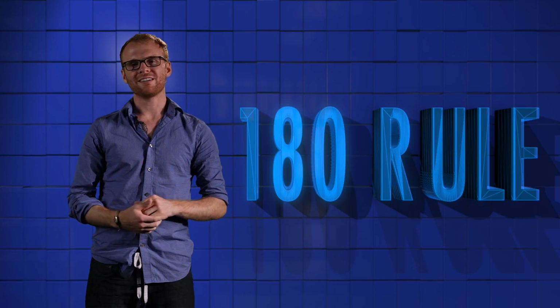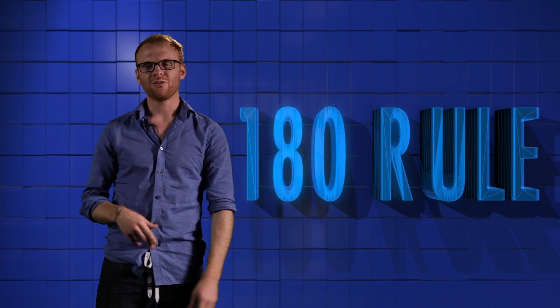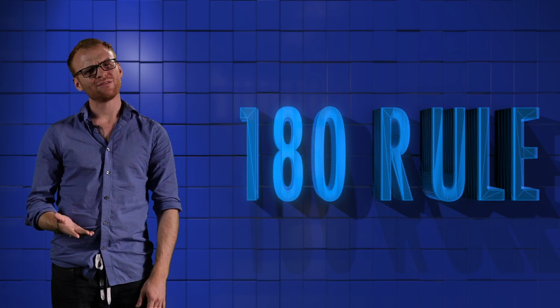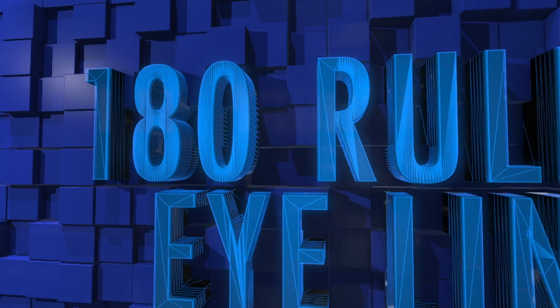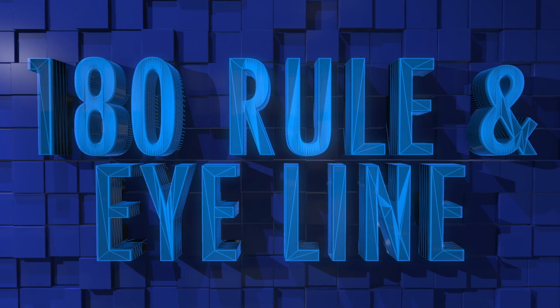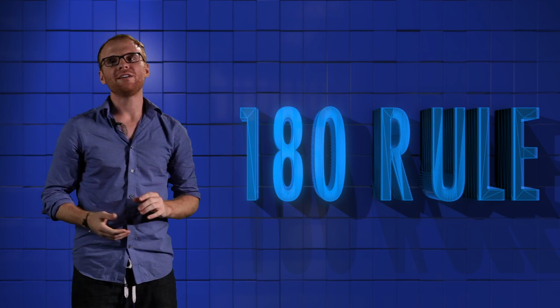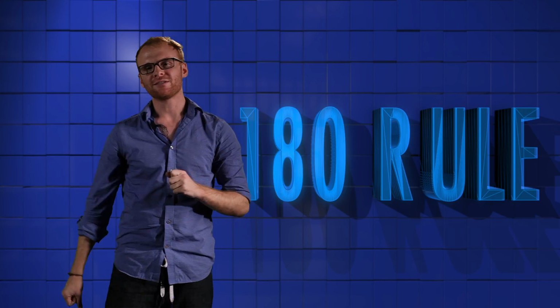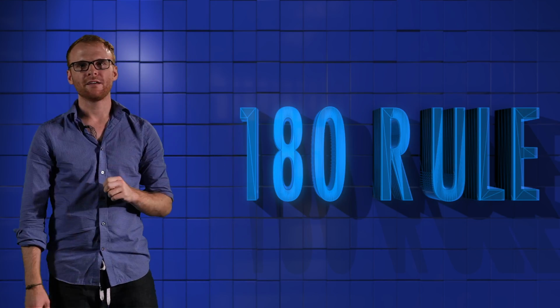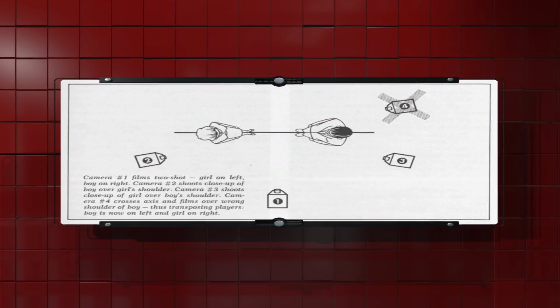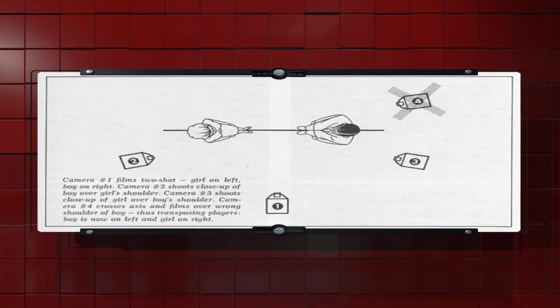My name is Will Mosley, and today I'm going to be teaching you about the 180-degree rule and the eyeline rule. The 180-degree rule is something that can be very confusing to many beginning filmmakers. It's often unintentionally broken and can leave your audience confused or disoriented.